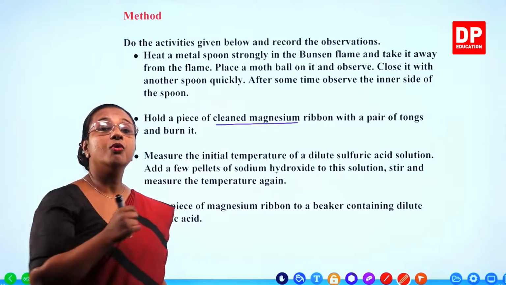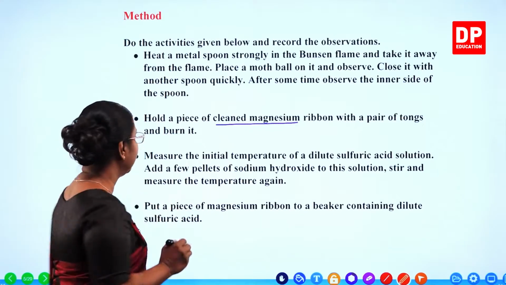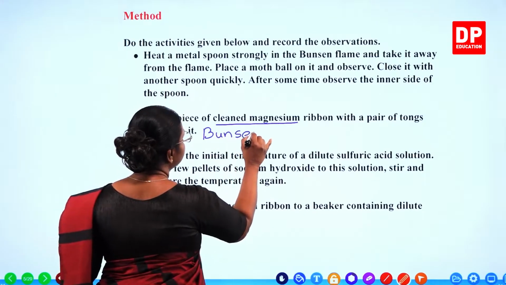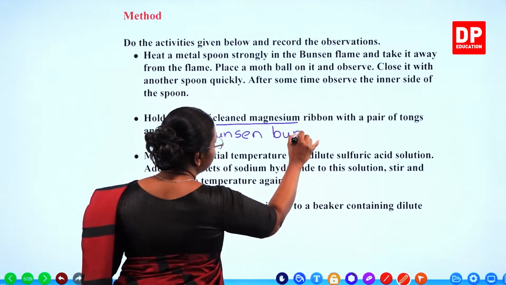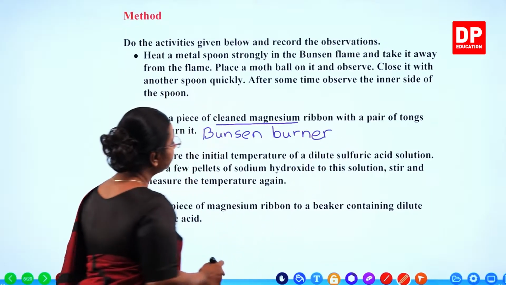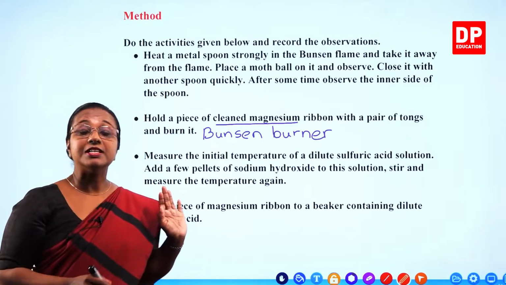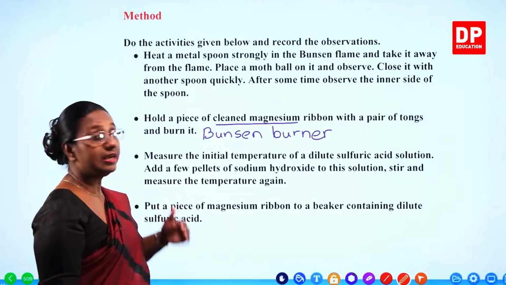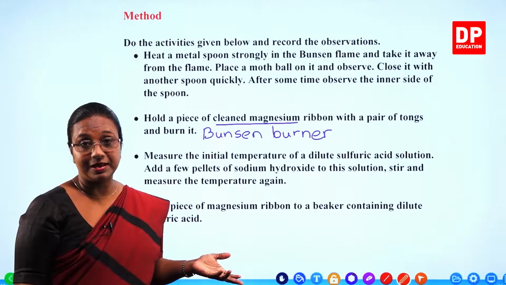You have to hold it with tongs directly in the flame of the Bunsen burner and burn it. That is the second activity. You look at the strip of magnesium, and when you burn it, you see the changes taking place.